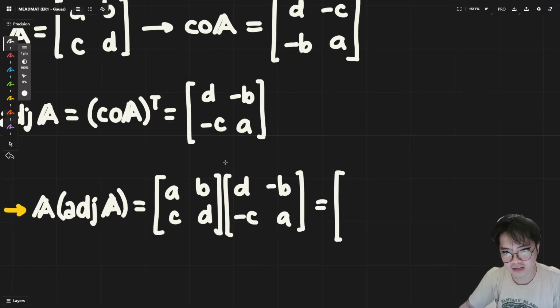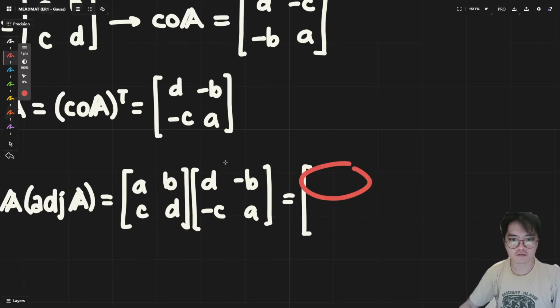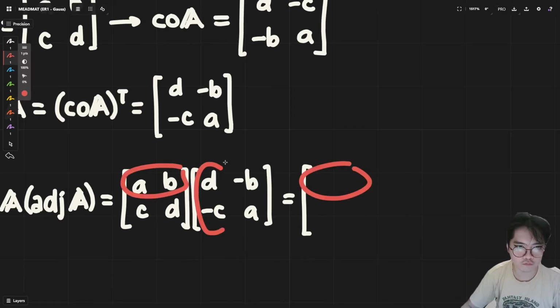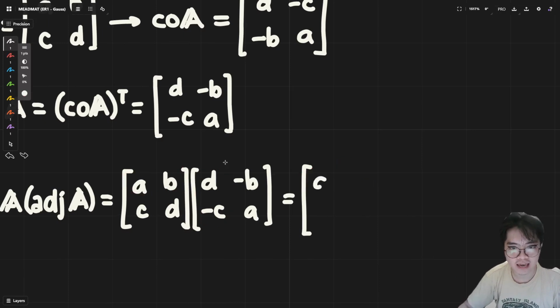And we'll just have in here our piecewise multiplication again. First row, first column, first row, first column. That will be AD minus BC. Where have I heard of that before?